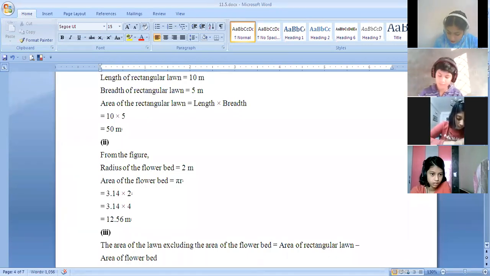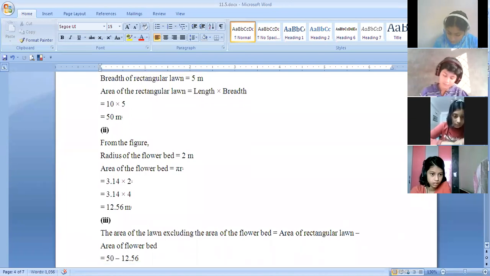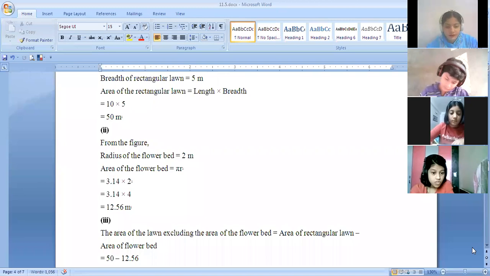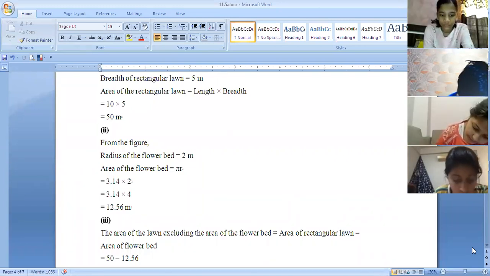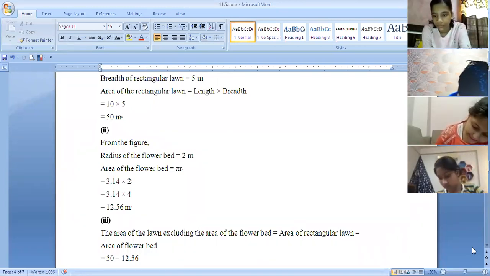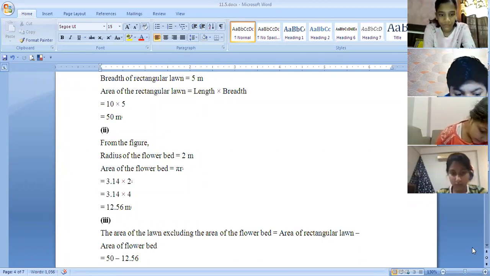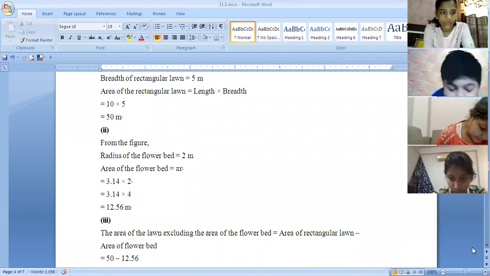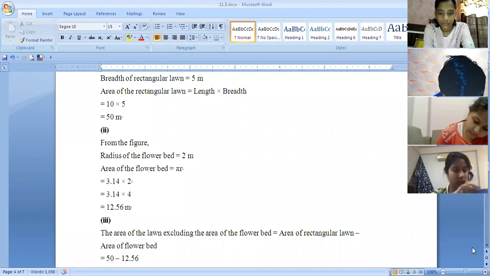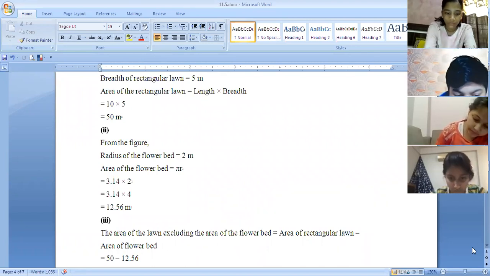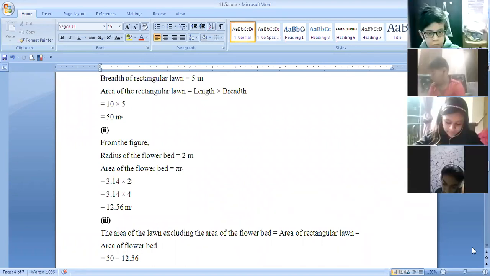Yes, right, Vansh. 50 minus 12.56. Karnika, give me the answer. Come on. Subtract it and give me the answer. Sejal. Yes, Mahi, Kavya, your answers are right. Mukul, your answer is correct. Fiona, you're not giving me the answers. Shaurya. Yes, Lavish, your answer is absolutely right. Very good. Come on, children.